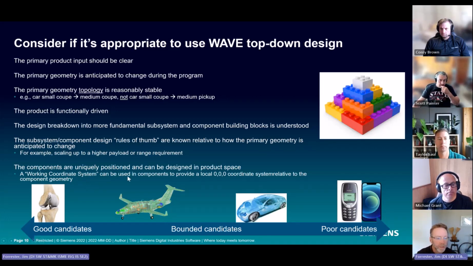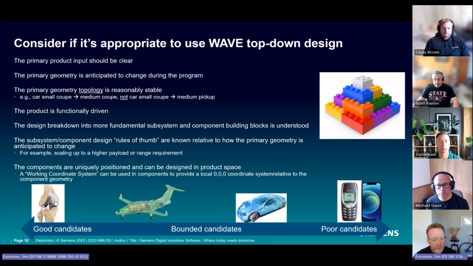A working coordinate system can be used in components to provide a local 0-0 coordinate system relative to the component geometry. Sometimes this is a desire for people who are used to SolidWorks, and they like to see their component at 0-0-0 or their subsystem at 0-0-0. So do that with a local working coordinate system.